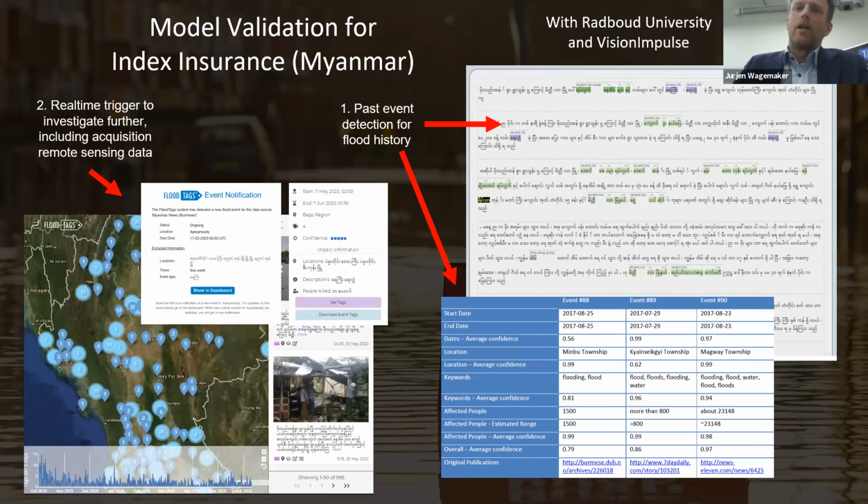And after that, right now we have a real-time monitor using all the news sites and local news in Myanmar, and we can create event notifications, and they can see whenever it's flooding somewhere in Myanmar, and then they can start to investigate further. And that can be acquisition of further remote sensing data, or, as in the presentation that he gave, follow up with drones, or any other type of follow-up that you can think of.